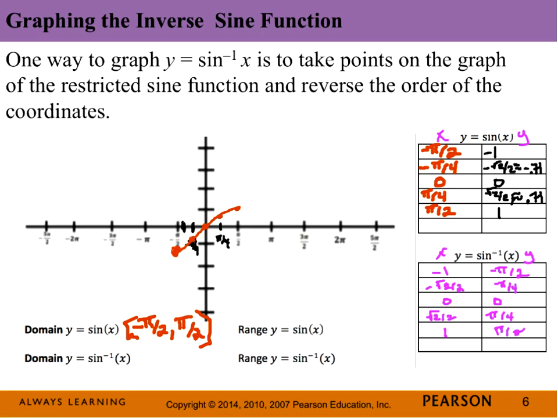Remember, pi is estimated at 3.14. So pi over 2 is going to be about 1.5 something, and then we want 1, so we want a little ways away from that negative pi over 2 towards the origin. Same thing on the opposite side. So this is 1, and this is negative 1 in here.